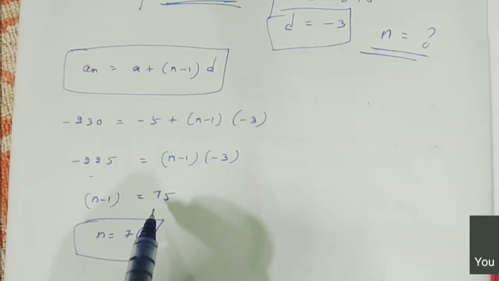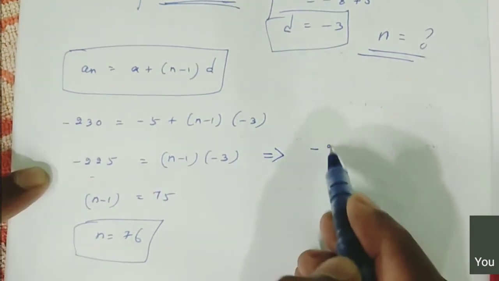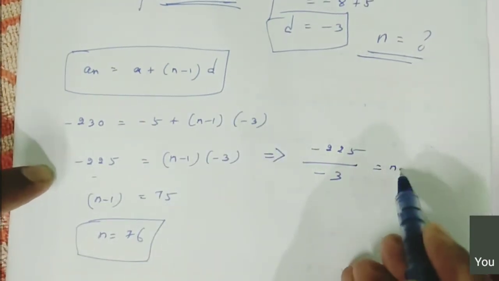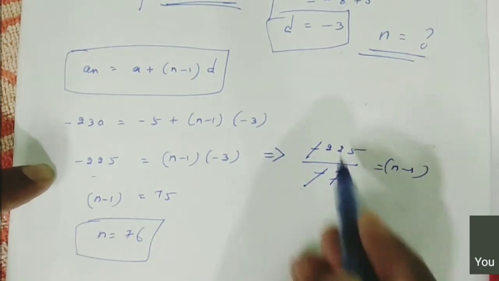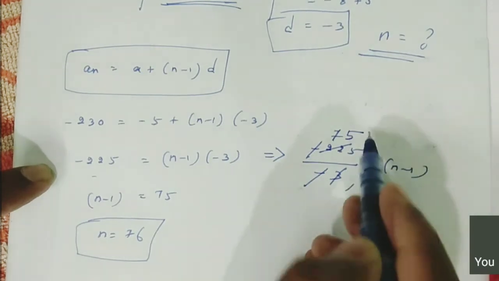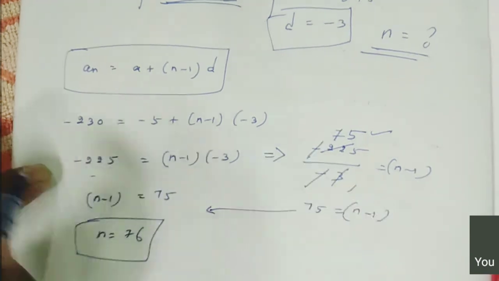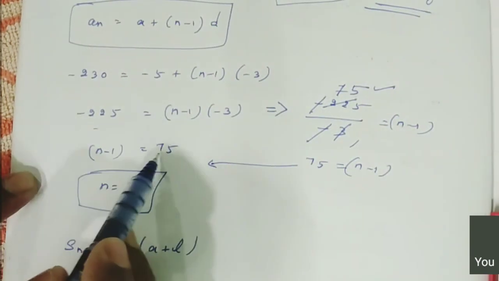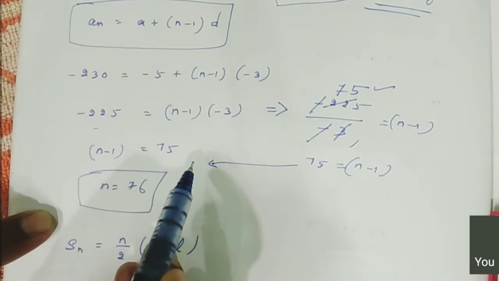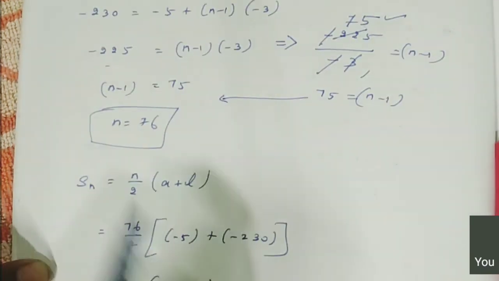Are you clear? Shall I do one more step? Is it clear or not? See here. Minus 225 divided by minus 3, because it is transposing, equal to n minus 1. Now minus minus cancel. 3 3s are 9, 7 3s are 21, remaining 15. 5 3s are 15. So 75. So 75 is equal to n minus 1. So now I transpose it so n should be on the left side. So n minus 1 is equal to 75. Then minus 1 we can transpose to the right side, it becomes plus 1. So n is equal to 76. Clear? So now we found the n value.